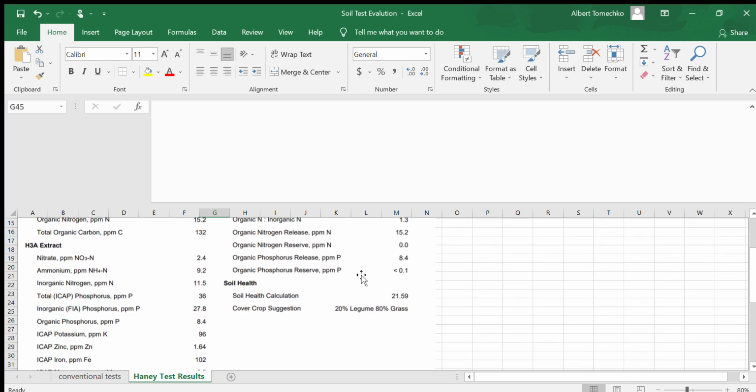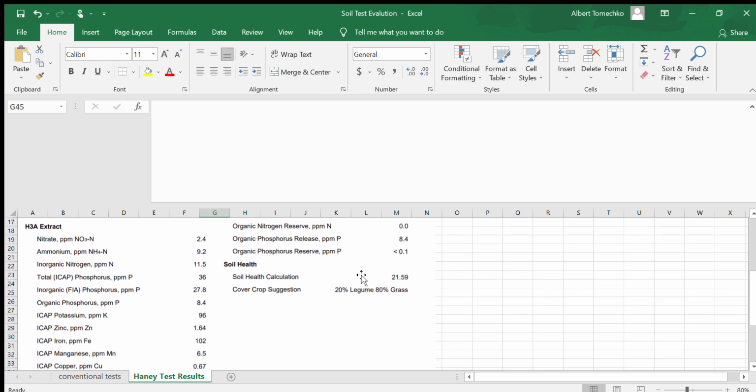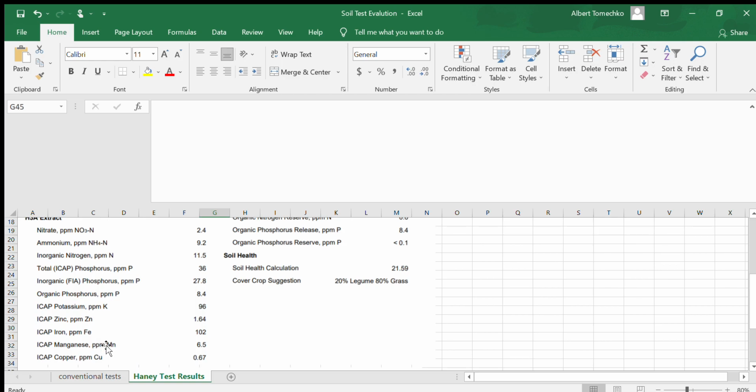So when you go to the lab's website, they basically have a range. My soil is testing very, very well. So basically on everything, iron, zinc, magnesium, copper, I am way above. I'm in the optimal range or the high range for all of these.